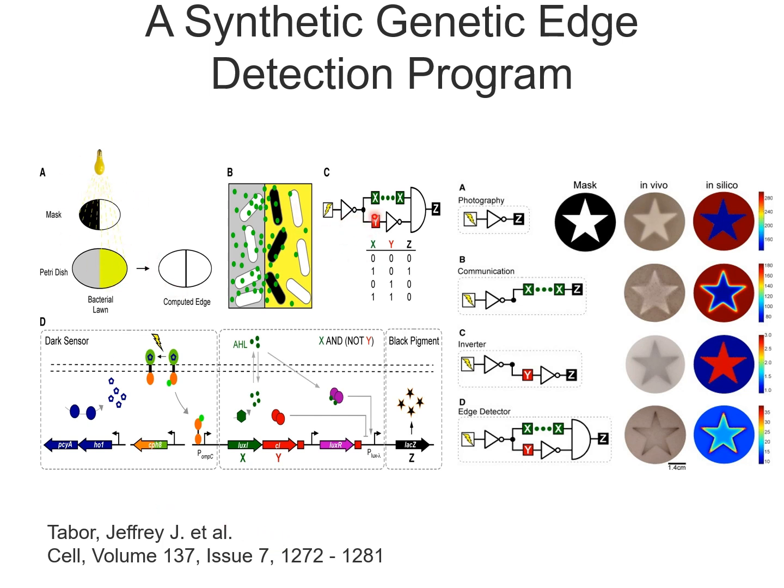As you can see here, we have the circuit, and we can even write the pseudocode for this circuit. We have the AHL molecule, the diffusible molecule. We have the CPH8 dark sensor, and so on. And we have the production of the black pigment by the cells at the edge. They have also compared the outputs of the in vivo bacterial lawn system and the outputs of the mathematical model. As you can see here, we have the photography element, the inverter element, the edge detector biological circuit, and so on.